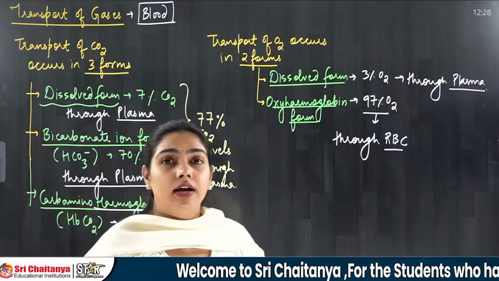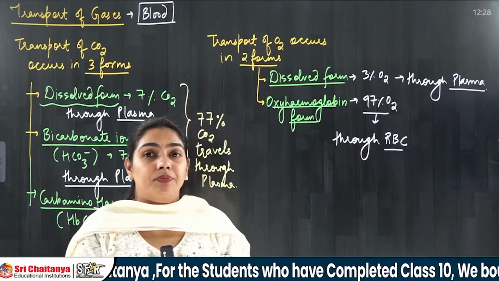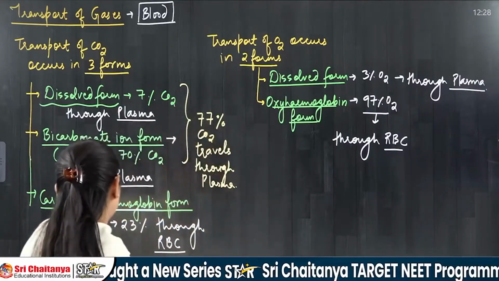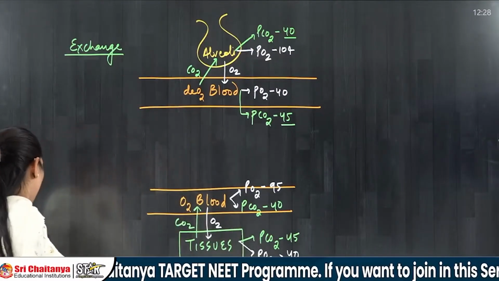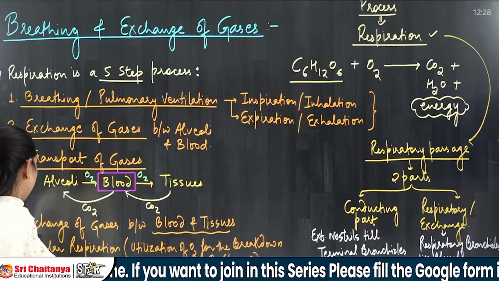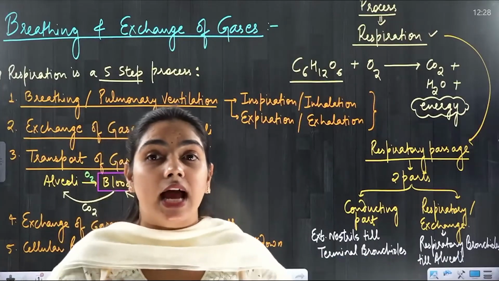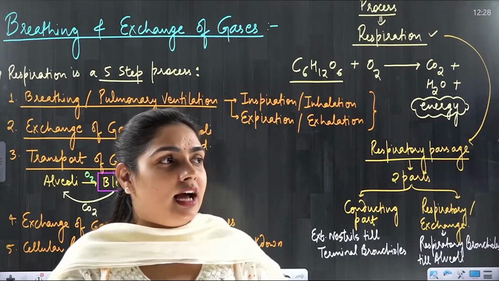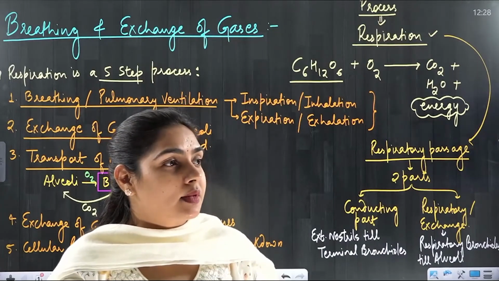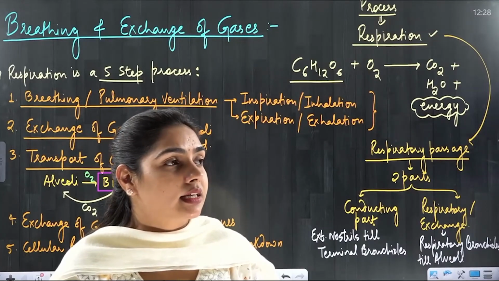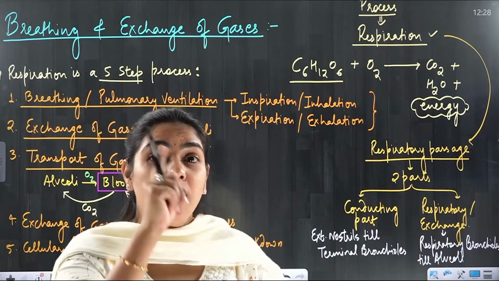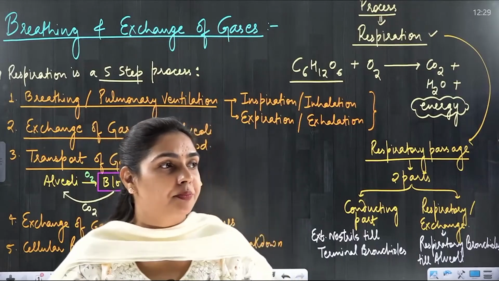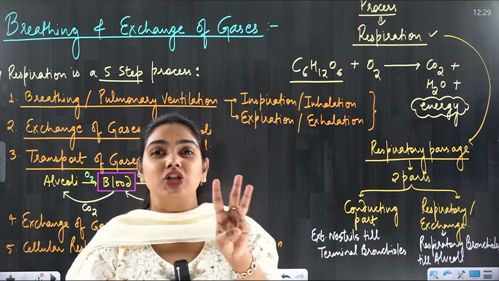Now quickly I will ask you one question. I have told you about transport of gases. Can you tell me how much percentage of CO2 is getting transported by RBC? Without looking at the board you have to tell. 23%. Okay, how much total oxygen is traveling through RBC? 97%. Now how much oxygen is traveling in dissolved form? 3%.